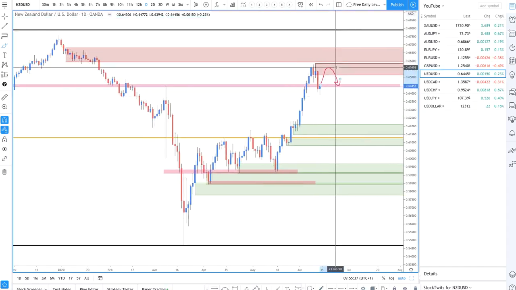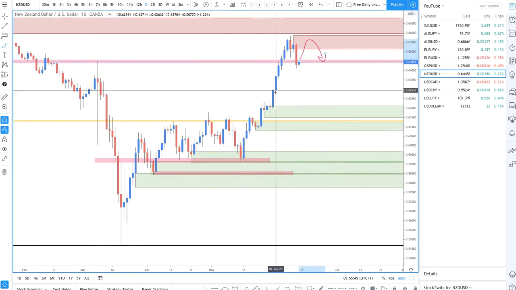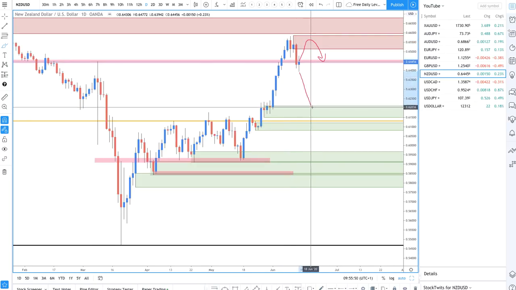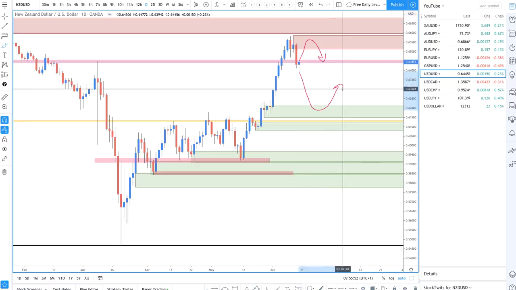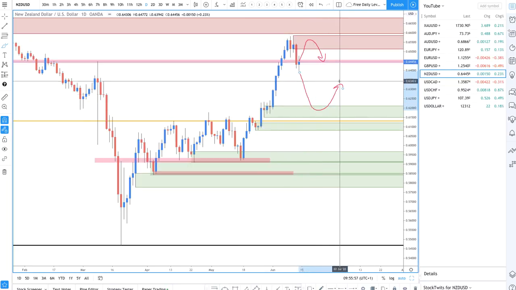I'd probably say the area a bit above that is a better area to look for any kind of short trades if you're looking to buy the US dollar. From a long trade perspective, really the only zone at the moment is going to be a deep pullback down into this demand zone. If you're looking to trade the immediate trend, you're looking for that deeper pullback into this zone here before looking at getting long.